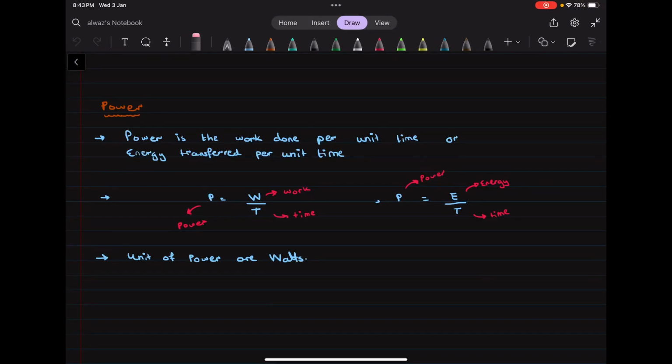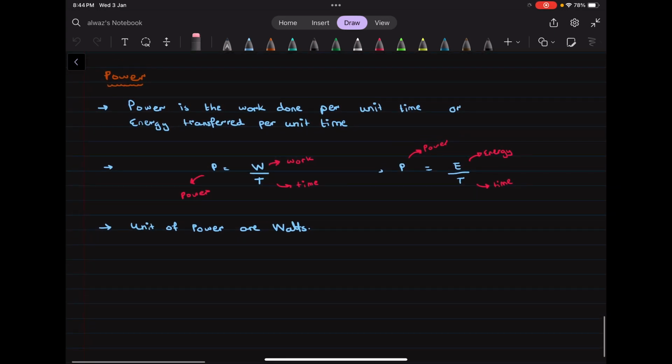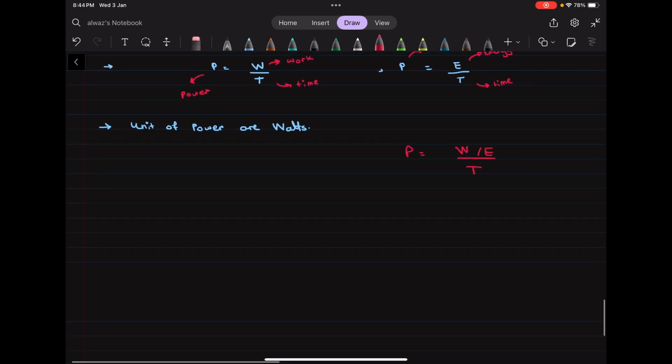Okay, so today we're going to talk about power. Power is the work done per unit time or the energy transferred per unit time. We represent power by the letter P, and the formula for power is work or energy done per unit time. So this is a very simple formula.